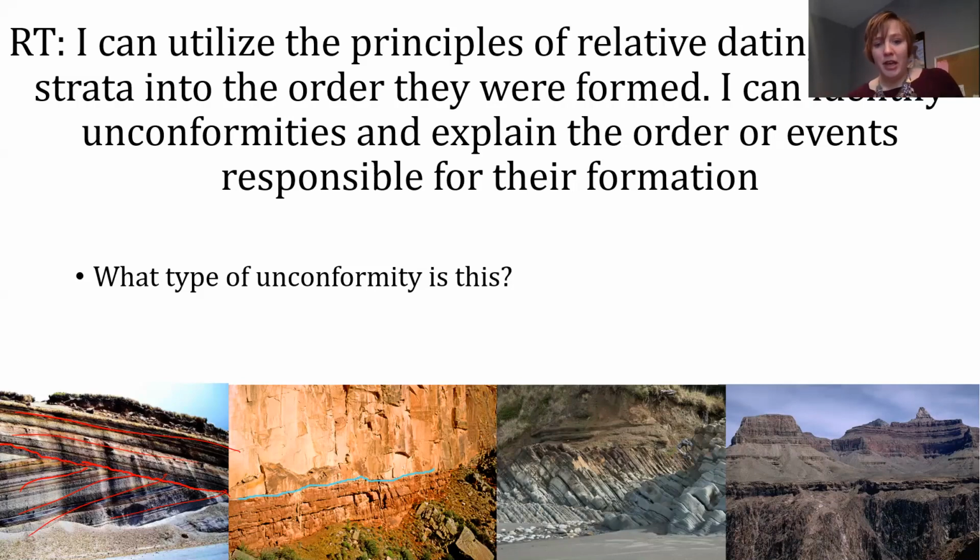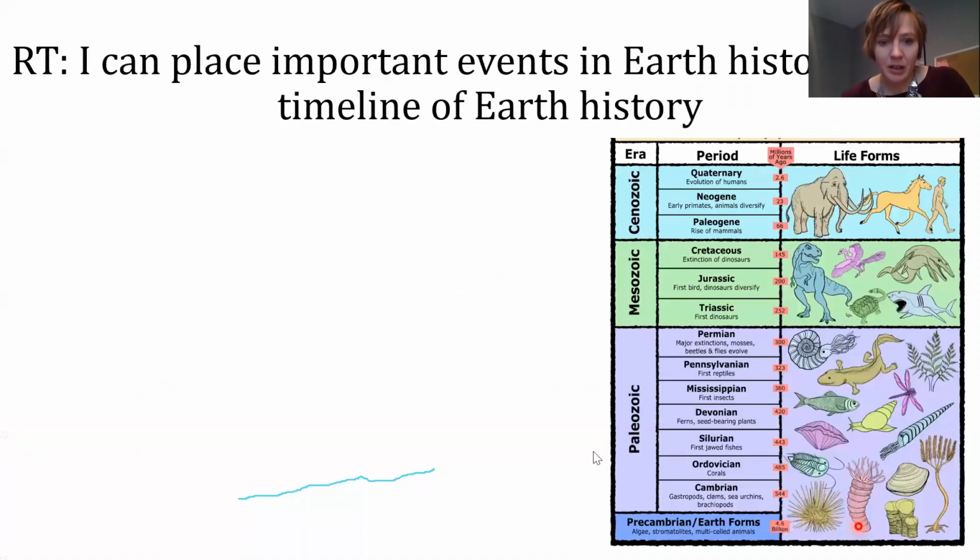3 different types: angular, where sedimentary layers come up at an angle to other sedimentary rocks; disconformity, where sedimentary rock layers are on top of other sedimentary rock layers, but there was a period of non-deposition; and nonconformity, where you have the plutonic igneous or the metamorphic rocks on the bottom and the sedimentary rocks on the top. Okay, final reasoning target.